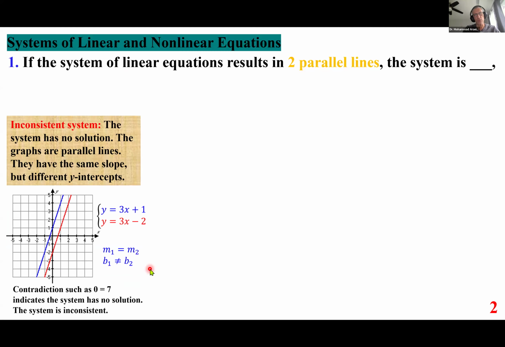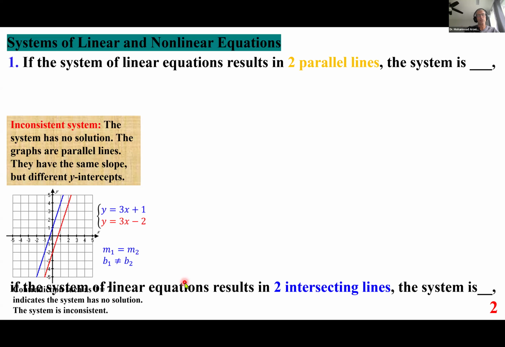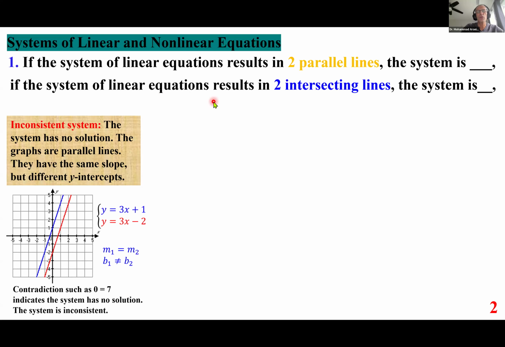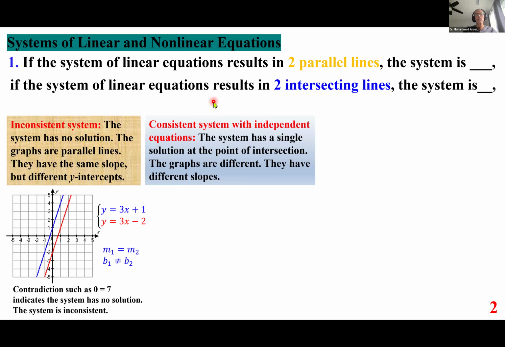But if you try to solve it, for example, by the method of addition or substitution, you get some sort of a contradiction. A false statement like 0 equals 7 indicates the system has no solution. The system is inconsistent. If the system of linear equations results in two intersecting lines, the system is consistent with independent equations. The system has a single solution at the point of intersection.